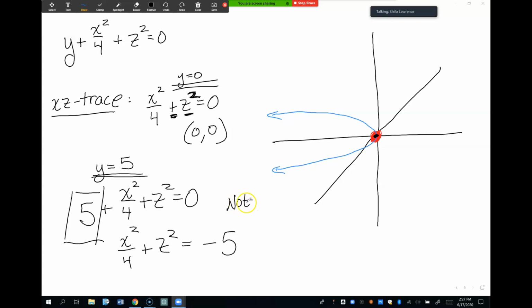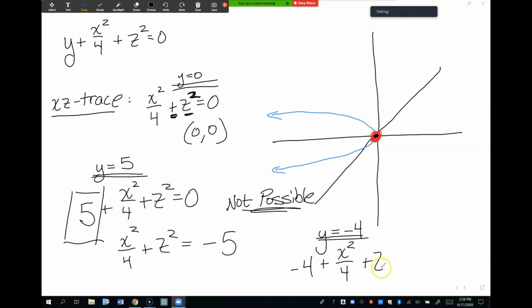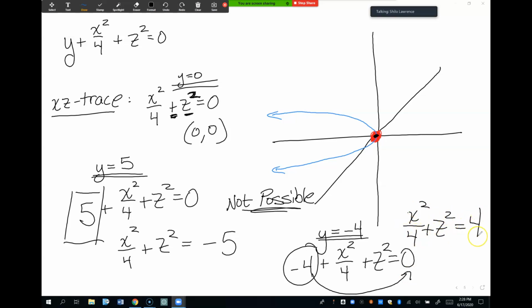This is not possible. In order for this to work, we would have to plug in a negative value for y and then add it over to the right-hand side. So I'm going to do one more of these. Let's say y is negative 4. Then my equation is going to say negative 4 plus x squared over 4 plus z squared equals 0. And I can take this guy and add him over, and that makes a whole lot more sense when I'm trying to identify a conic section.